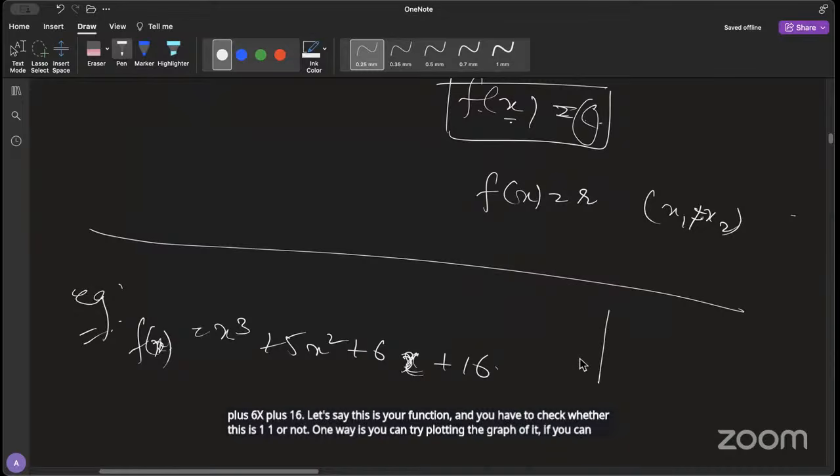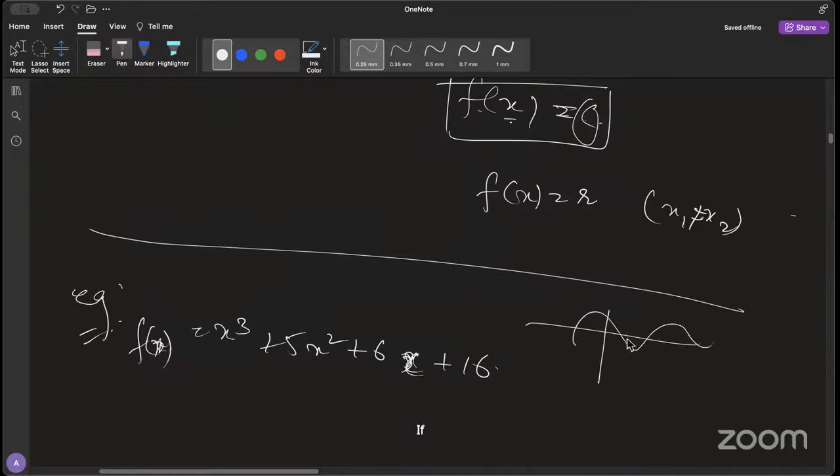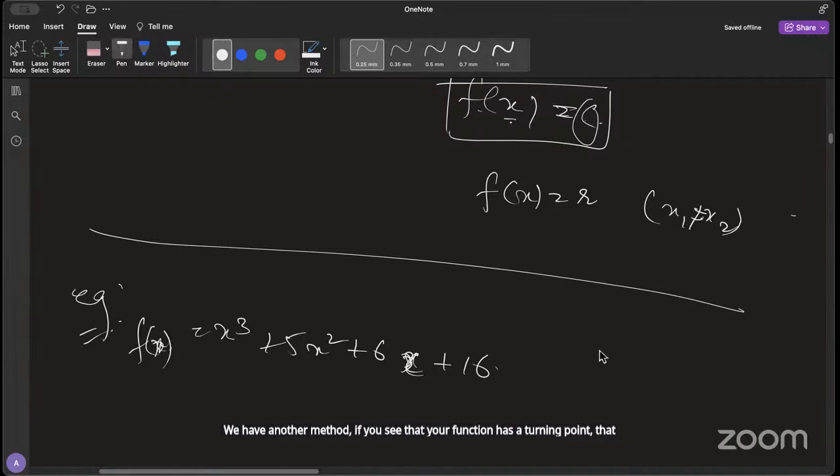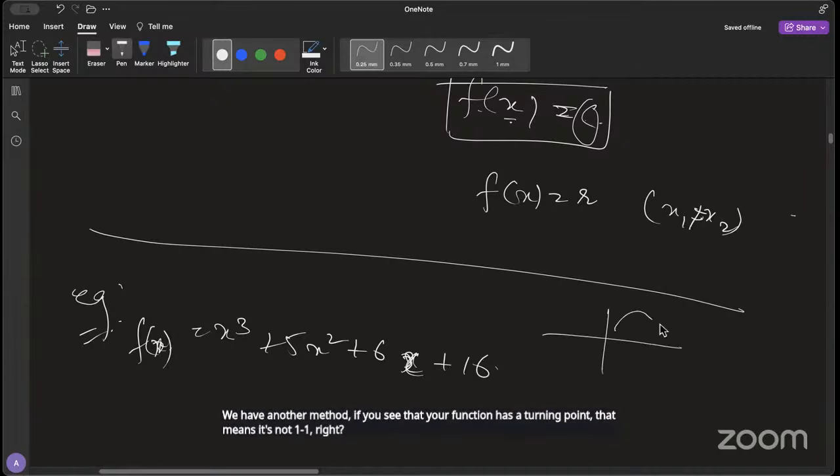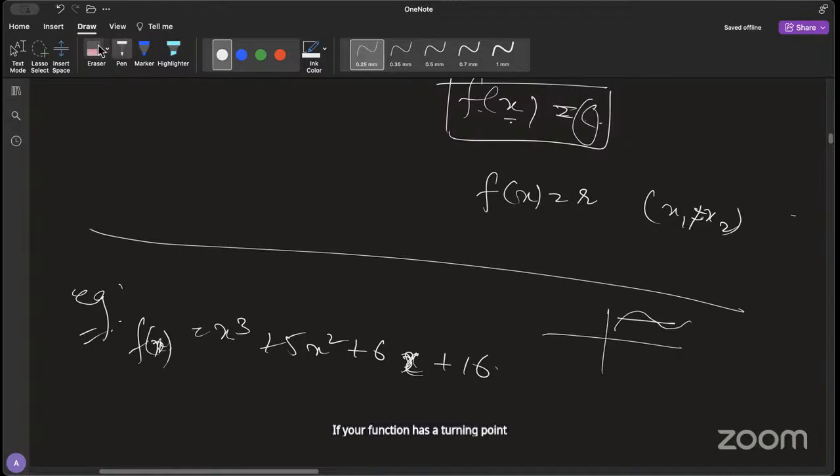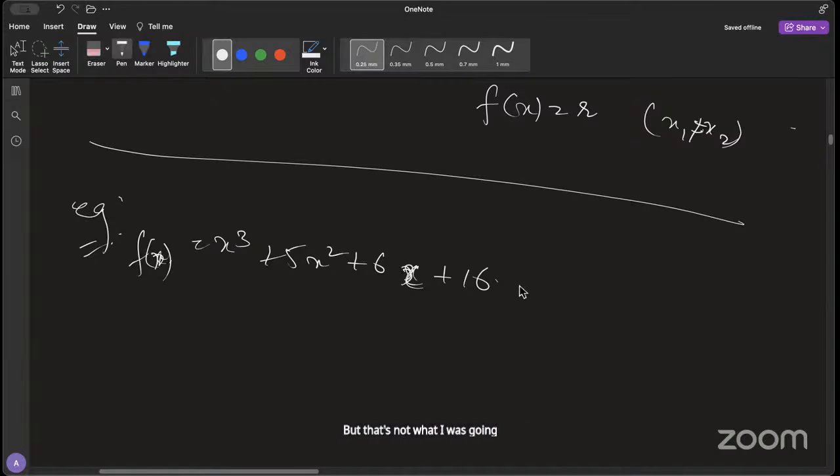If you see, if it's something like this, which is what I suspect it's going to be, it's going to have some turning points. And the moment your function has turning points, it's not one-one. You can also check it using the turning points, by the way. We have another method. If your function has a turning point, it cannot be one-one. But that's not what I was going to use here.